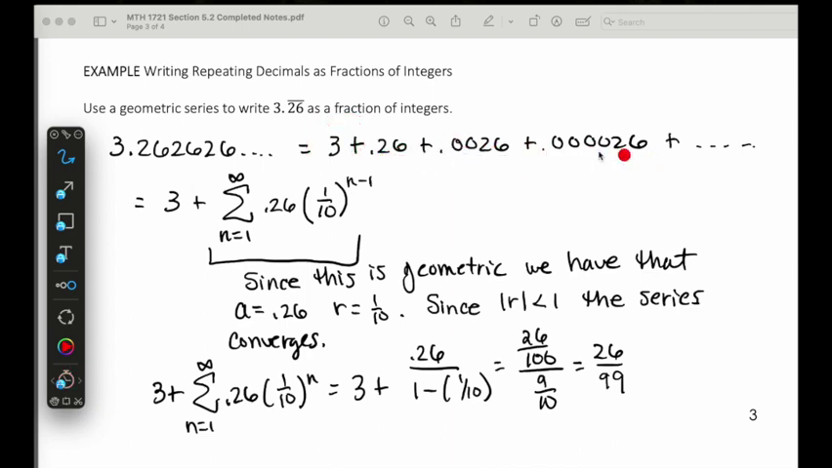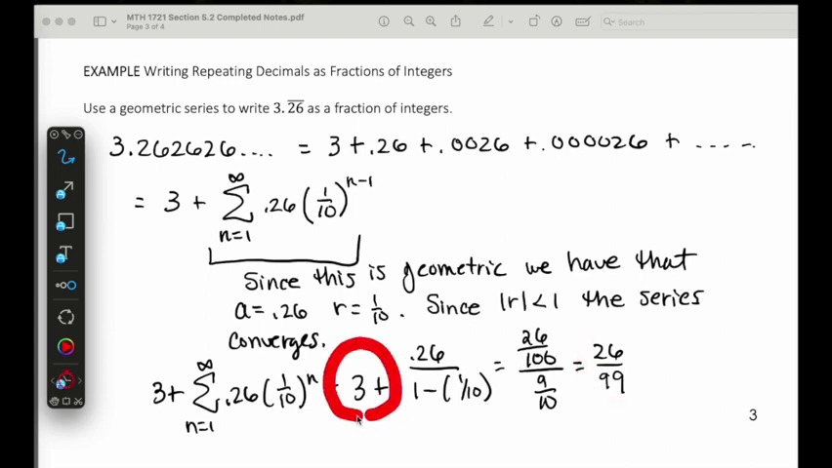So ignoring the whole number 3, if we just look at the repeating part, this is actually the sum of a geometric sequence, and I can write it as 0.26 times 1 over 10 to the n minus 1. Because this is a geometric series in the form where we can identify the a and the r, this is my a, and 1/10 is my r, and since 1/10 is less than 1, we know that the series converges. So I'm going to take my a over 1 minus r. So that's 1 minus 1/10. And when we clean that up, we get that the part that's repeating is 26 over 99.